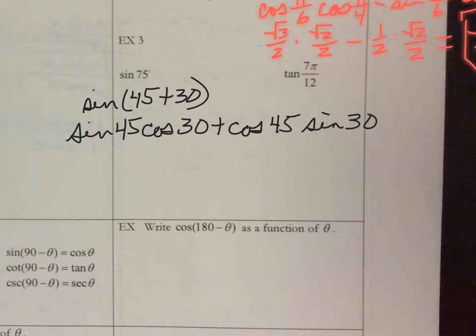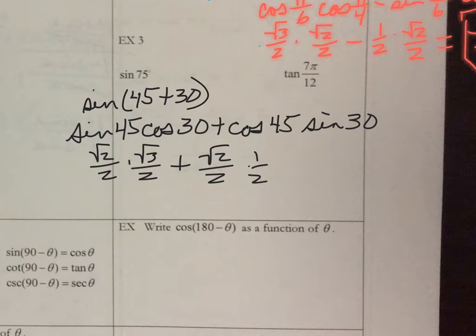And now it's a unit circle problem again. Sine at 45 is root 2 over 2. Cosine at 30 is root 3 over 2. Cosine at 45 is root 2 over 2. Sine at 30 is a half. And this time we're at the square root of 6 plus the square root of 2 all over 4.